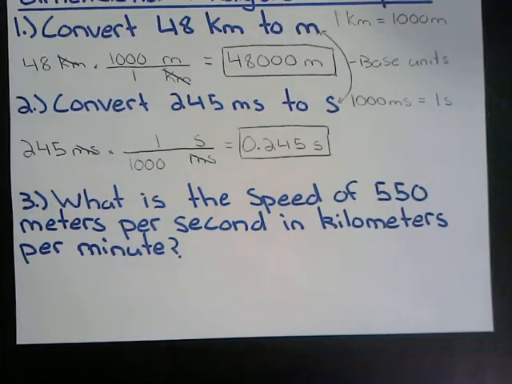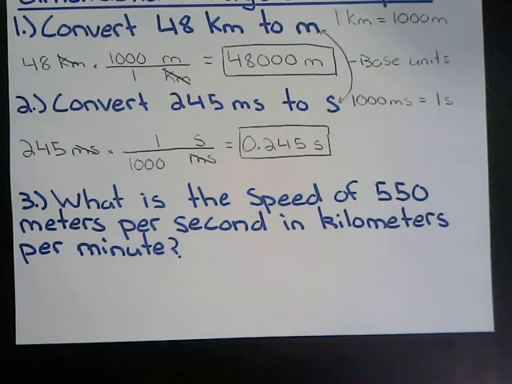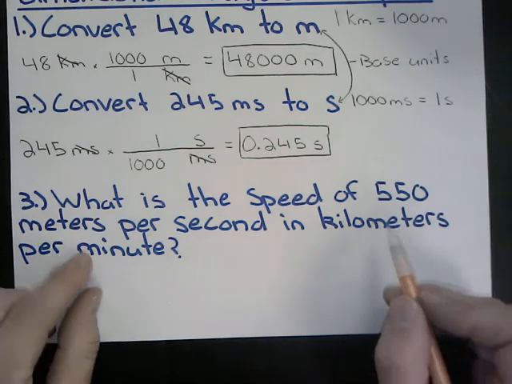Now we've got a little bit of a challenge, and I'll show you why. We want to know the speed of an object that is currently traveling 550 meters per second, and we want to know that speed in kilometers per minute. Okay, so we're going to have to do a little bit more work to get from one point to another. The first thing I want us to do is write down what we are given.